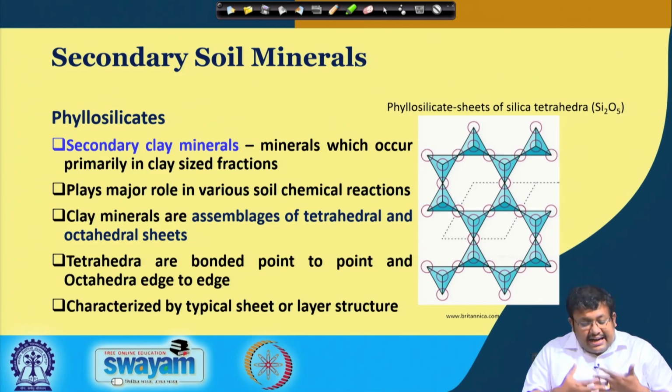So, it is basically characterized by the typical layer or sheet like structure. Remember, phyllo means phylum or leaf like structure. So, the name came from this leaf like shape. So, these are the clay minerals. As you can see here, this is a structural unit of the phyllosilicates.